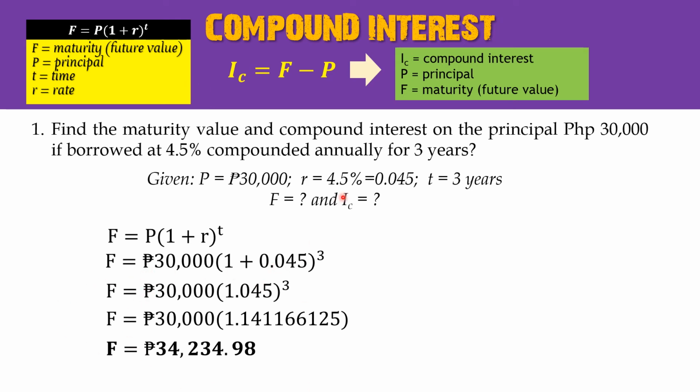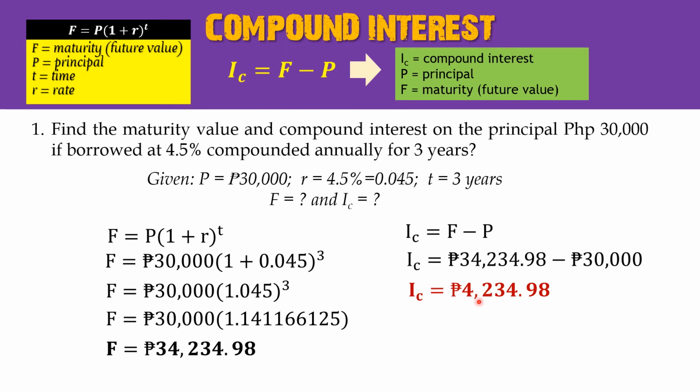Now, let's proceed in finding out the value of the compound interest. Using the formula, this one, then plug in the values for each variable. Then, by subtraction, using your calculator, the compound interest is 4,234 pesos and 98 centavos. So, tapos na ang problem. Nasagutan na natin ang problem number 1. Now, let's proceed to another problem.